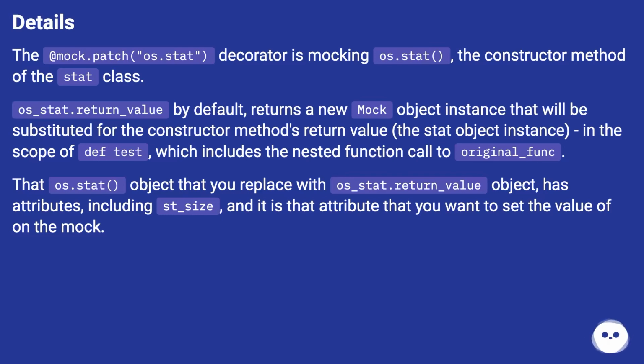That os.stat object that you replace with os_stat.return_value object has attributes, including st_size, and it is that attribute that you want to set the value of on the mock.